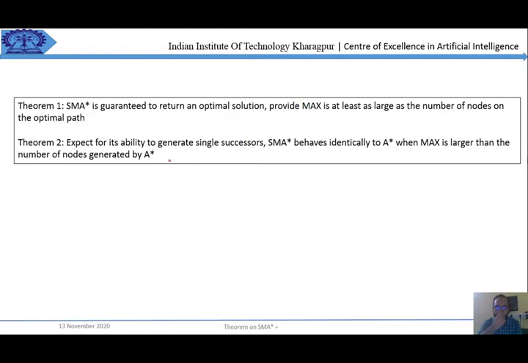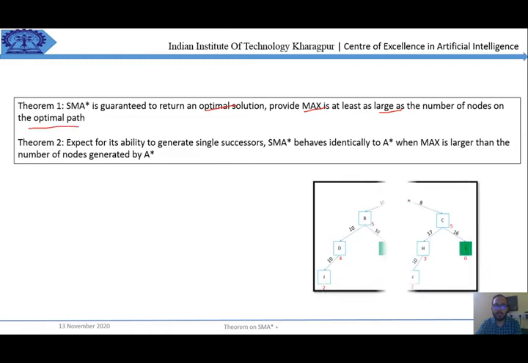After that, there are two theorems given by SMA star. The first one says that it will grant an optimal solution if the max is at least as large as the number of nodes in the optimal path. Suppose in this case, E is under the goal node, and suppose this is 5, and this is 4. So we have calculated this value as 24, this value as 20, and suppose this value is actually 19. This goal node is 19. This one is the optimal.